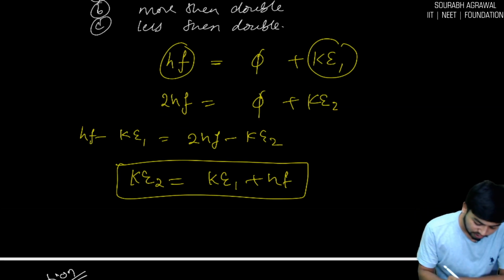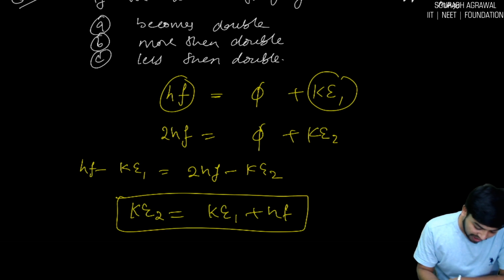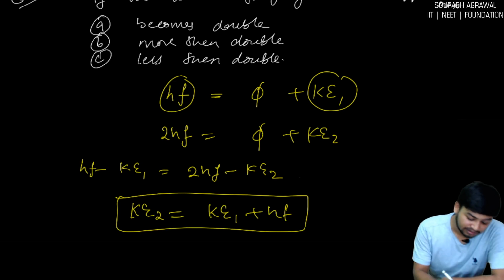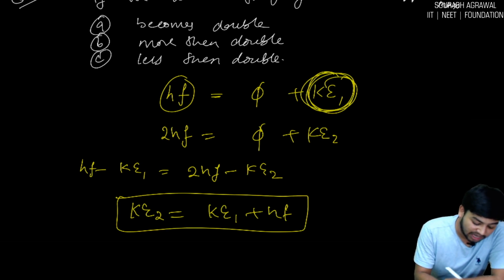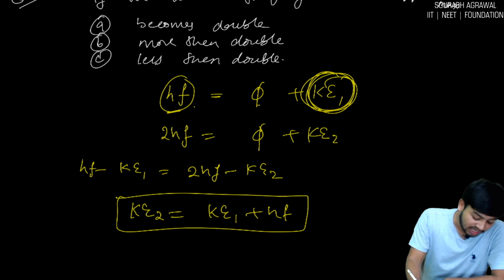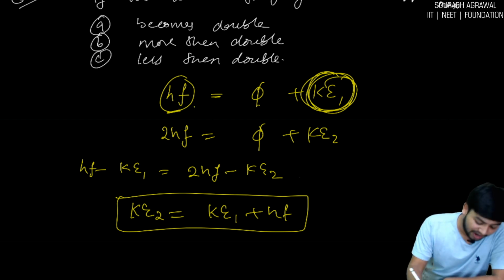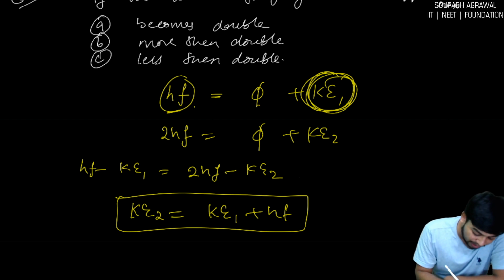Or you can write it like this also. Kinetic energy 1 can be written as hf minus phi. So if you write it here, what will it become? Right now, kinetic energy 2 is equal to 2hf minus hf, which is hf.